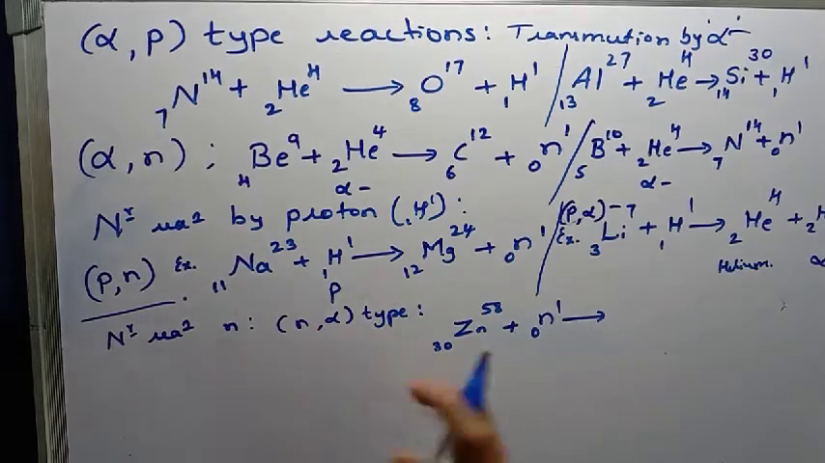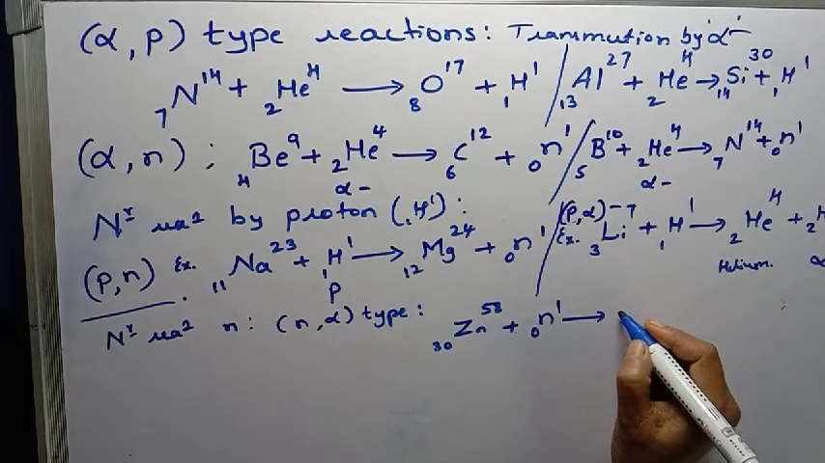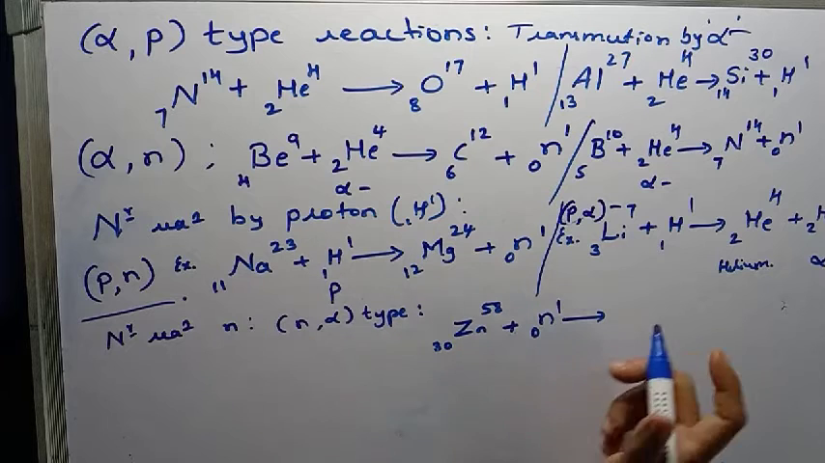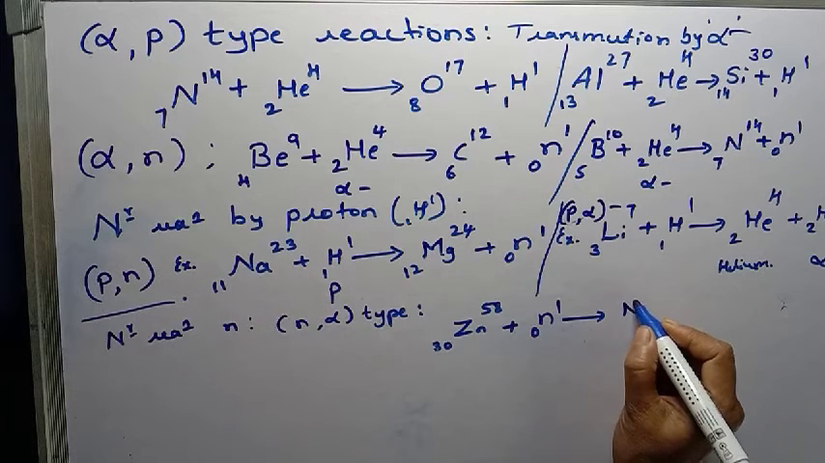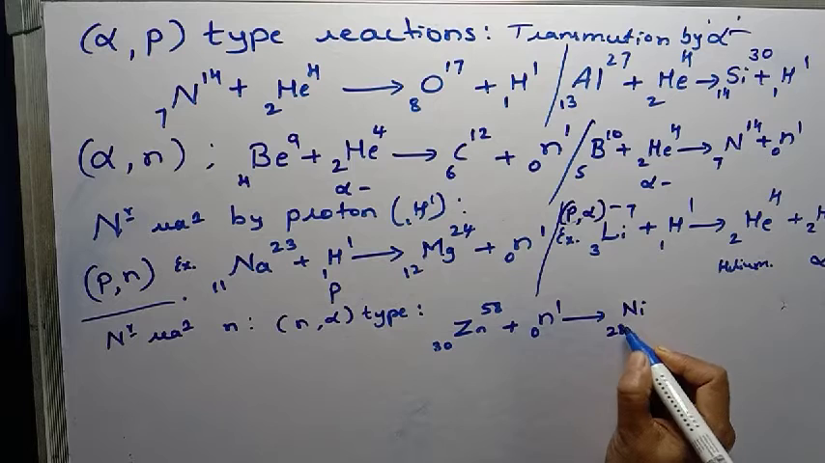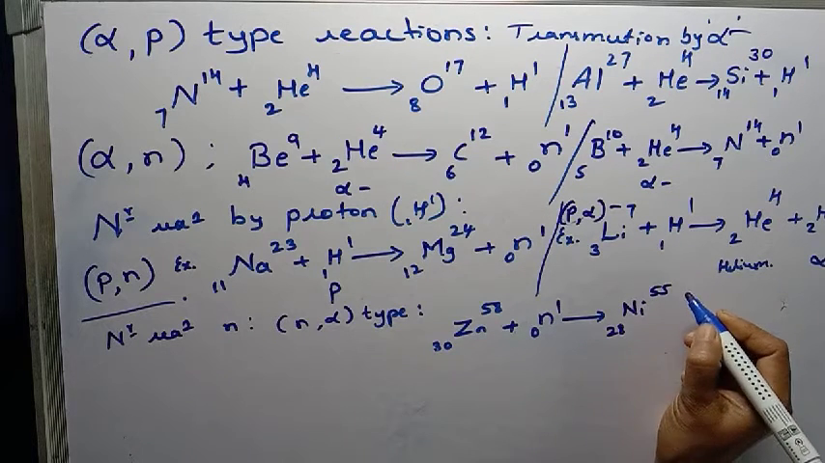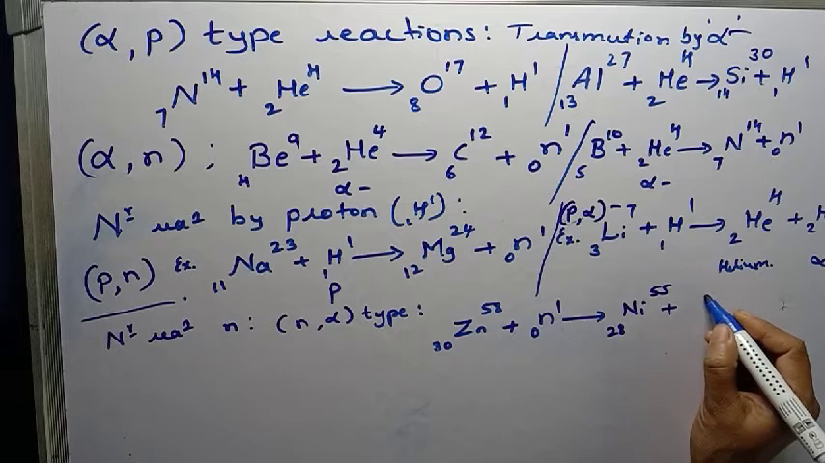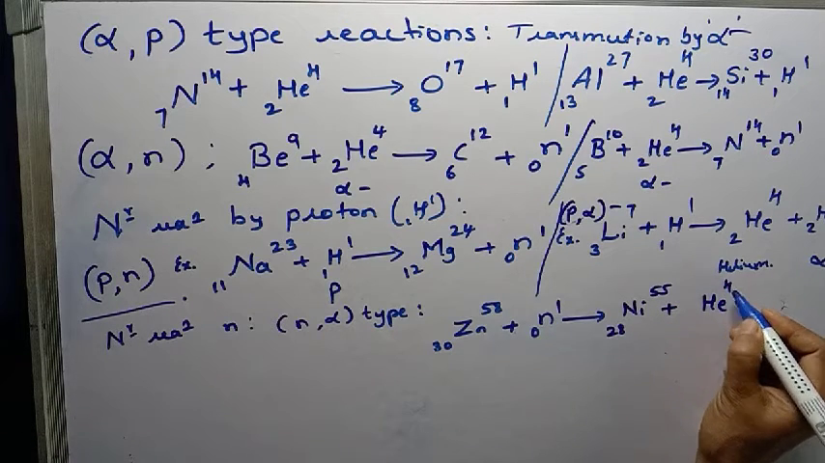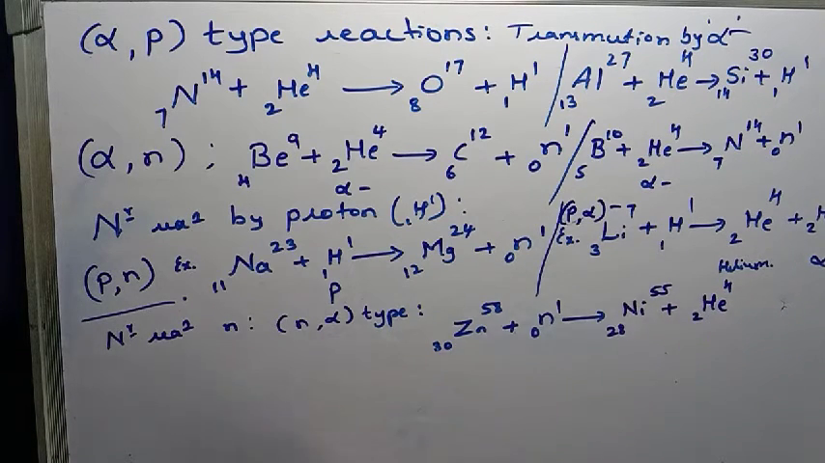That means alpha means helium atom, isn't it? So there is a reduction in atomic number. The new element formed is nickel with 55, plus an alpha particle. Alpha particle is nothing but a helium atom, isn't it?